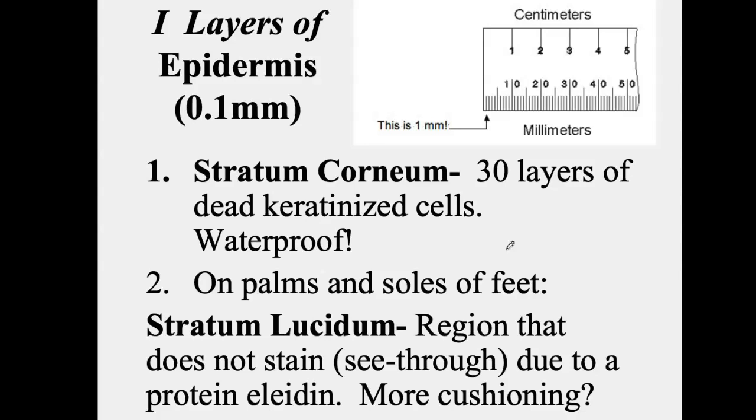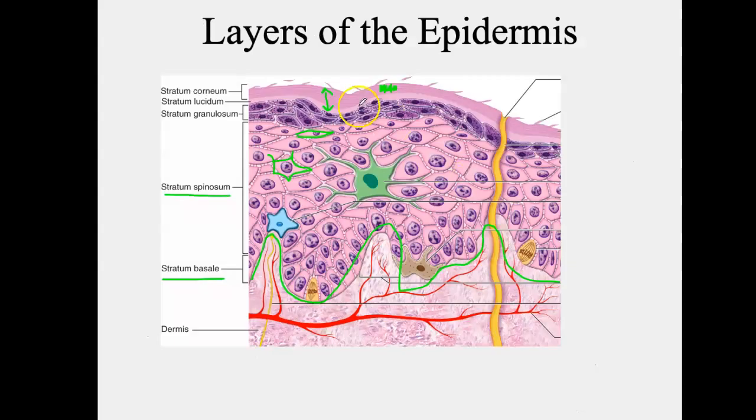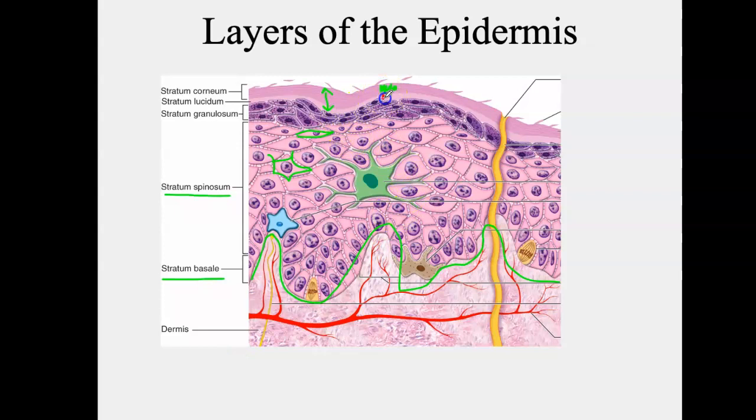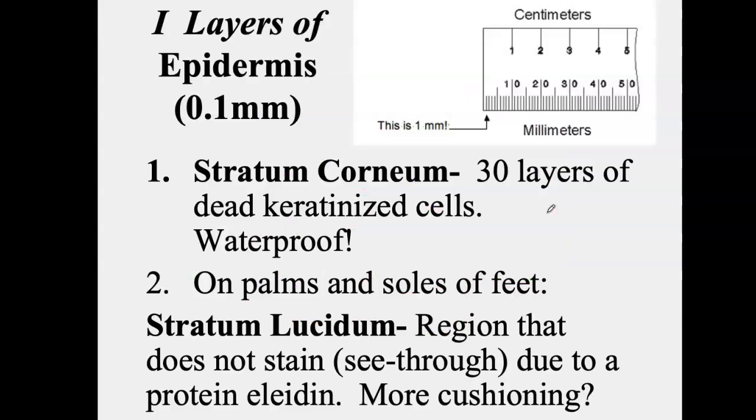The stratum lucidum, which is the transparent see-through one, is really only on your palms or on the soles of your feet, and nowhere else. Okay, let me go back to the picture. So this lighter pink here, I changed my color of my pen, and I went to red because it's pinkish. So this here right below it is lucidum, and it's only found on the soles of your feet or in your hands. Maybe it's for added cushioning. We don't know why that layer is there and not in other parts of your skin.